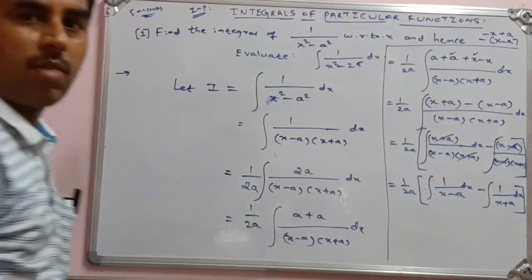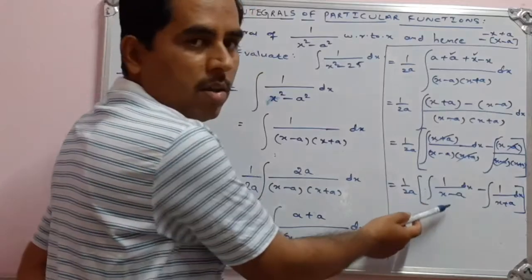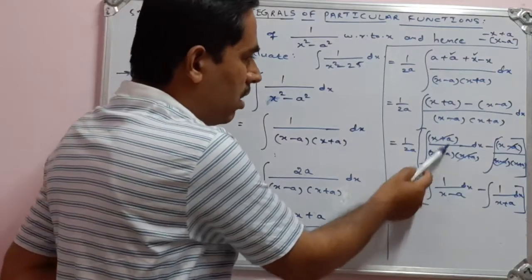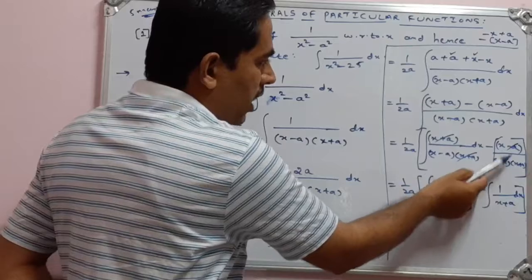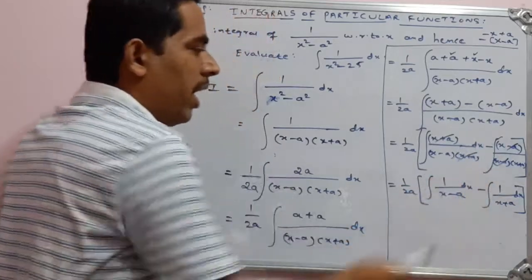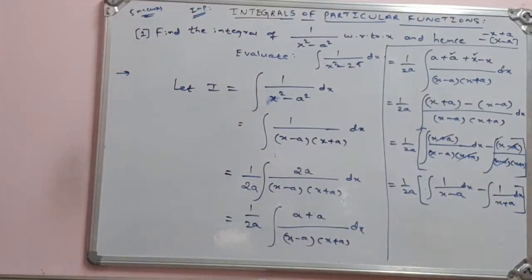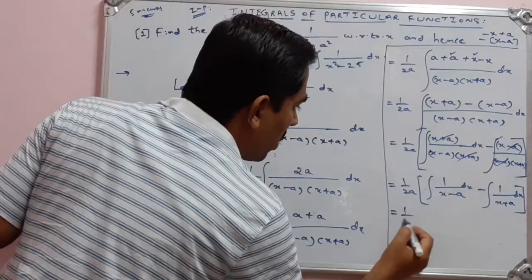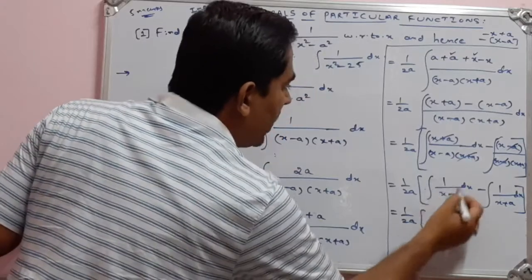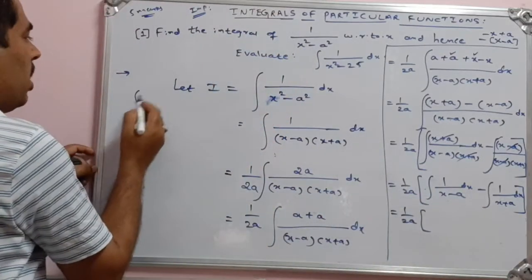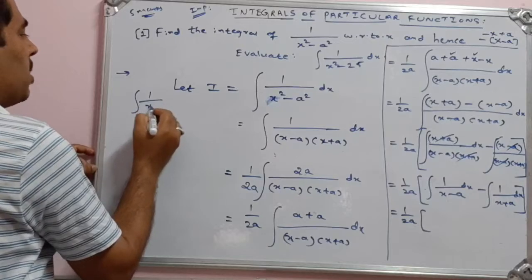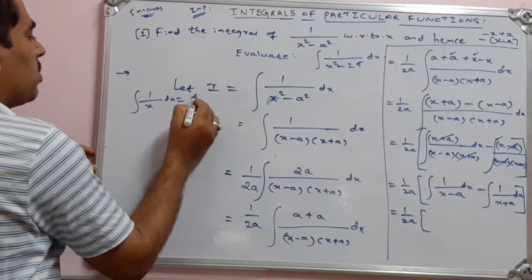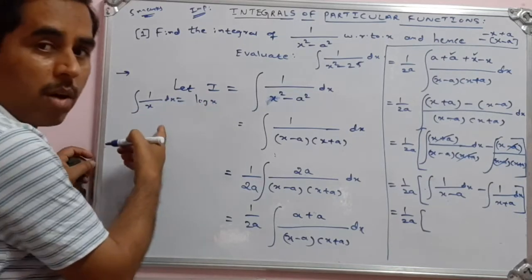Observe this carefully. After cancelling, what did I get? 1 by x minus a, since x plus a gets cancelled, then here x minus a gets cancelled, I get 1 by x plus a with respect to x. Now see what is the integration of this. Observe this, 1 by 2a into, see integration of this, let us recall the formula. So integration of 1 by x is what? Log x. Okay, you know the formula.